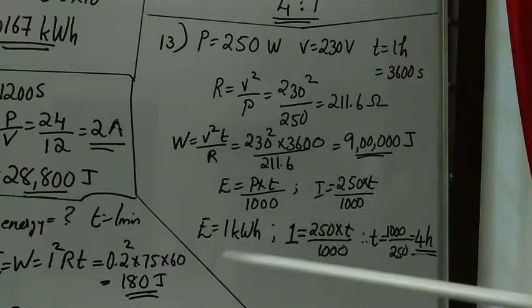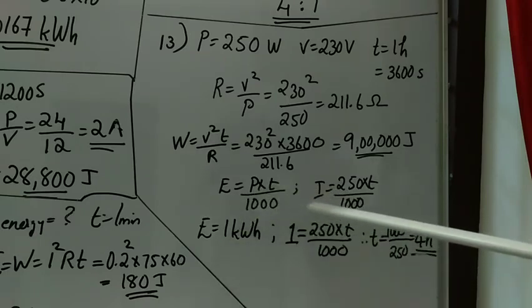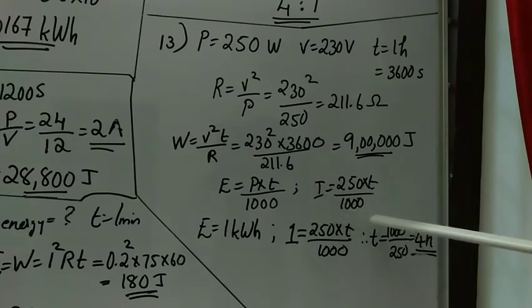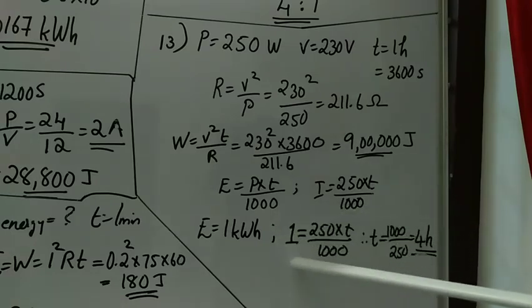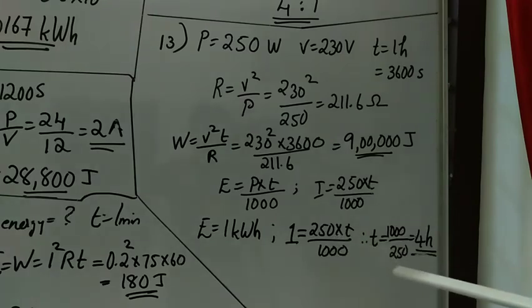So the formula for electrical energy is power into time by 1000. Power we already know, it is 250, into time. Time is the question. We need to find how much time it will be used. Electrical energy is already given as 1. So 1 is equal to 250 into time by 1000. Just cross multiply. You will get time is equal to 1000 by 250. You will get 4 hours.